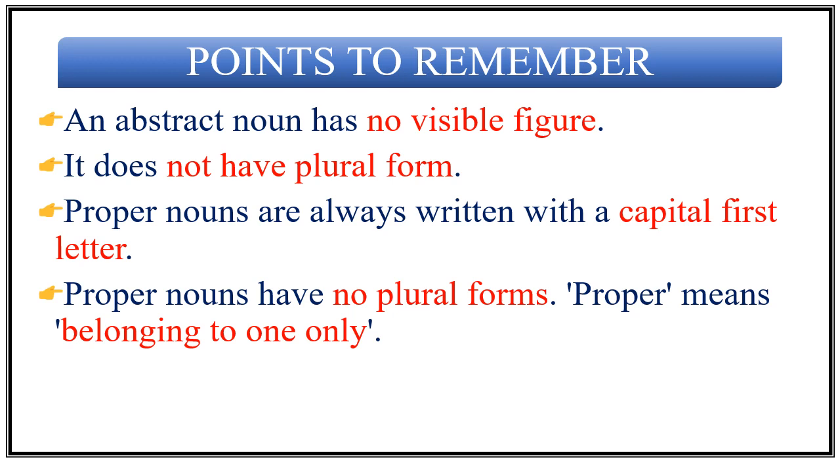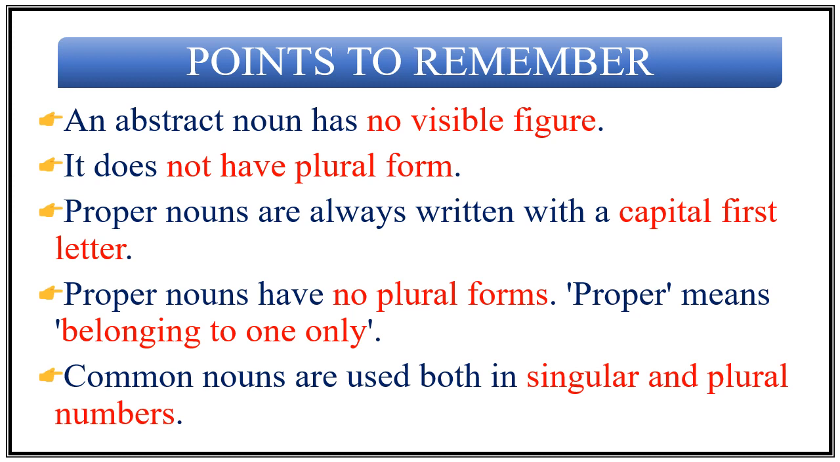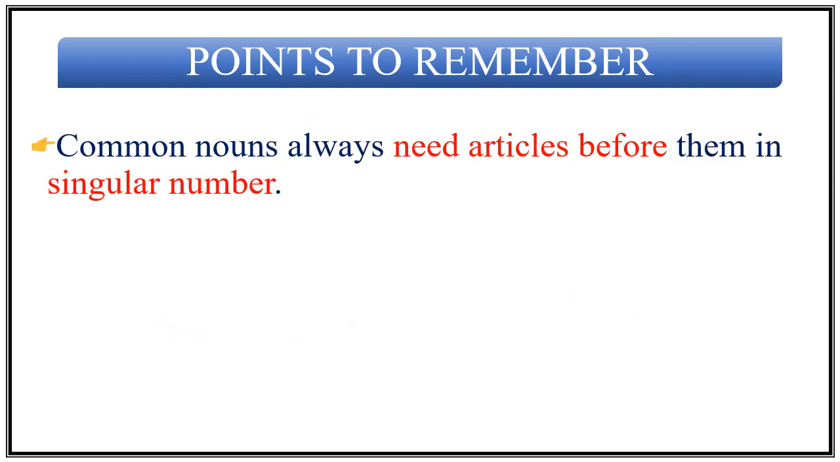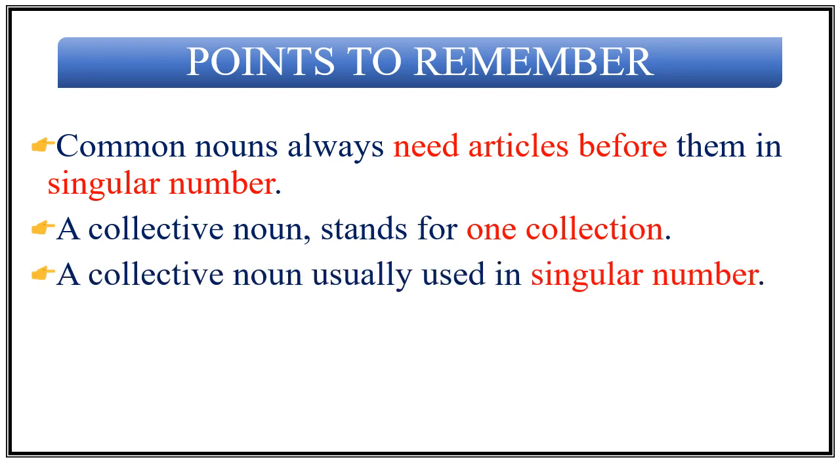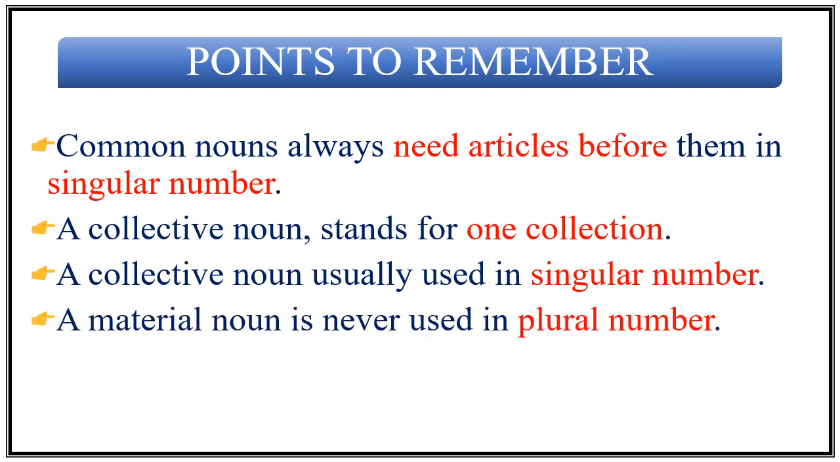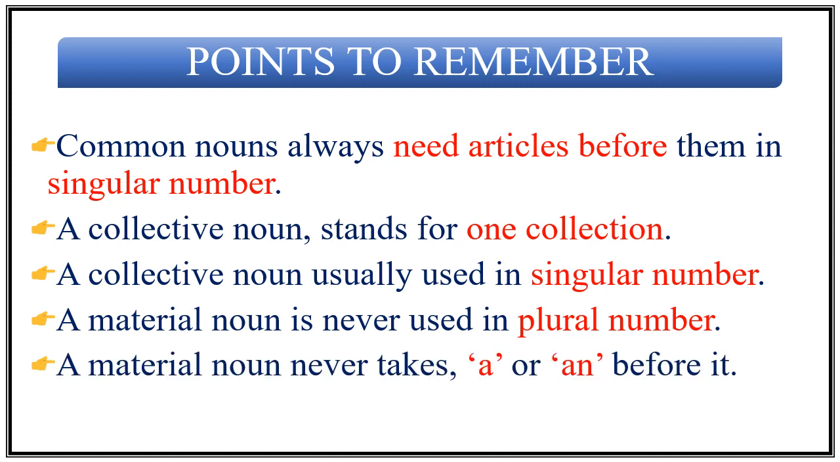What did we learn about common nouns? We learned that common nouns are used both in singular and plural numbers. Common nouns always need articles before them in singular number. We also learned that a collective noun stands for one collection. A collective noun is usually used in singular number. And what about material nouns? We learned a material noun is never used in plural number. A material noun never takes a or an before it. Okay.